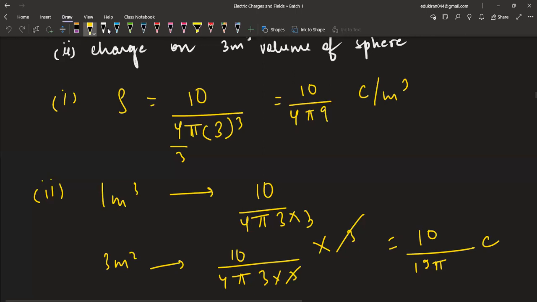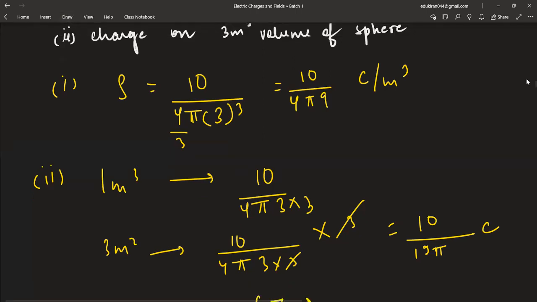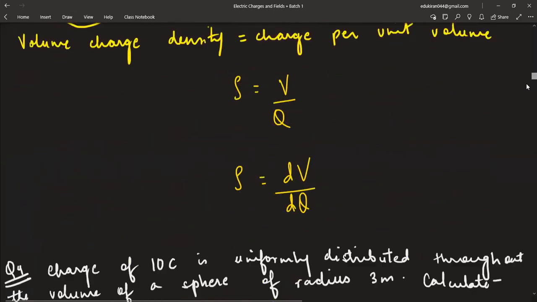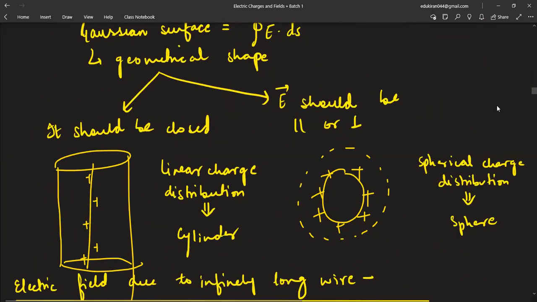So on Tuesday we stopped here, and we had completed the charge densities. Now the last topic we were discussing was these charge densities, because we have to see the application of Gauss's theorem.